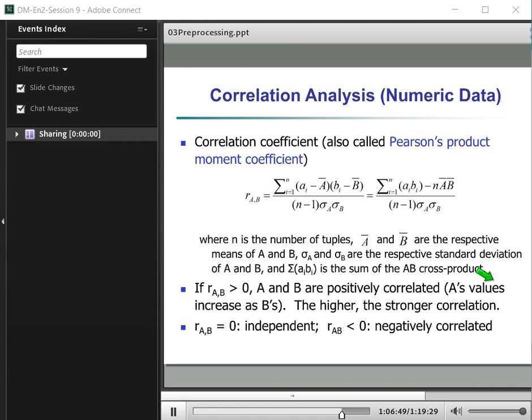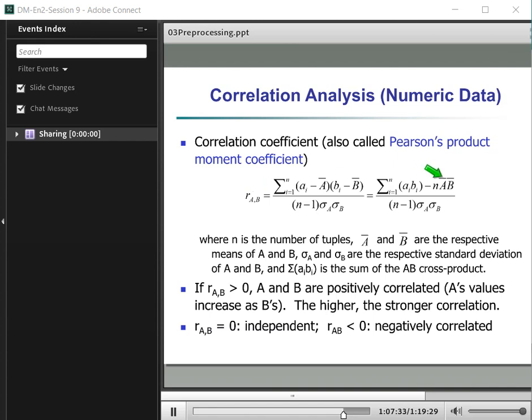Okay, we have another correlation matrix for numerical data, which we call the correlation coefficient, or Pearson product moment coefficient, or Pearson coefficient. Its formula is written here. You can find it here.